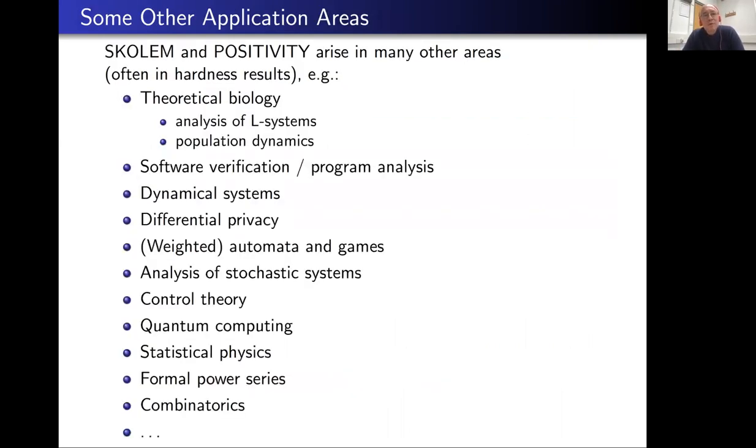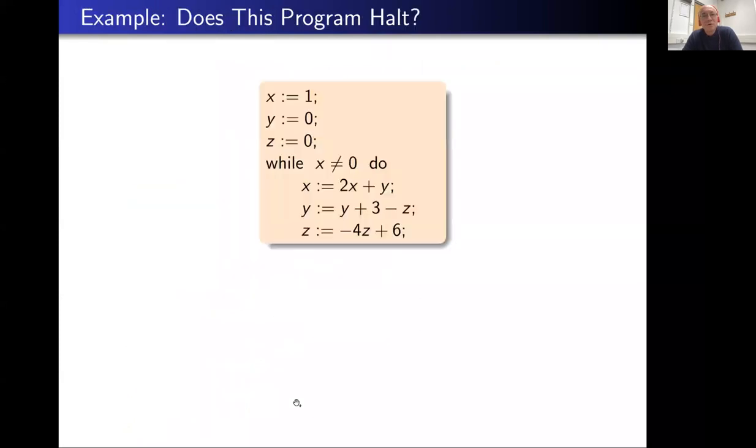Now, the Skolem problem and the positivity problem arise in several areas: for example, in theoretical biology, population dynamics, software verification, dynamical systems, weighted automata, games, control theory, formal power series, combinatorics, and so on.